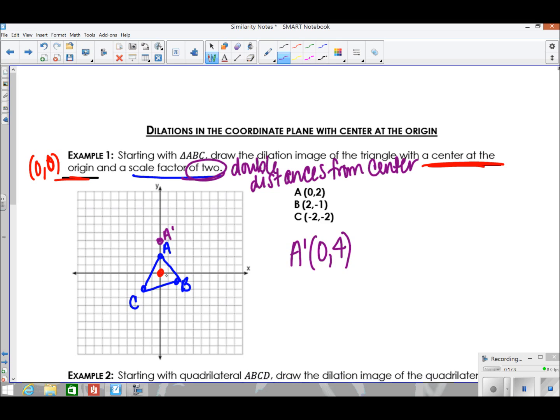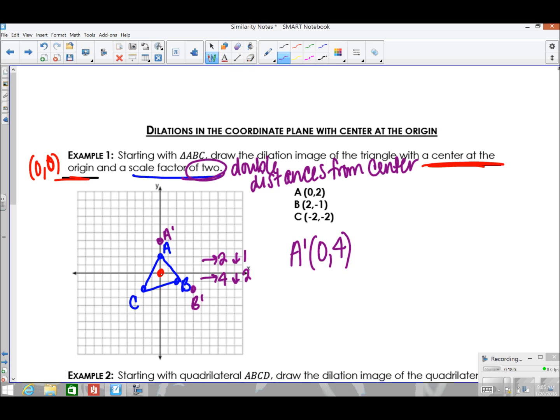Then to get to B, you can't count diagonally, so you're going to just have to count over and down, kind of like when you do slope for the midpoint. So it's going to be over 2, down 1. So we're going to double that. So instead of going over 2, down 1, you're going to go over 4, down 2. You're doubling the distance to get to B. So 1, 2, 3, 4, down 2. 1, 2. That'll be B prime.